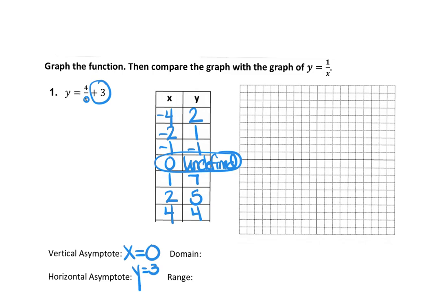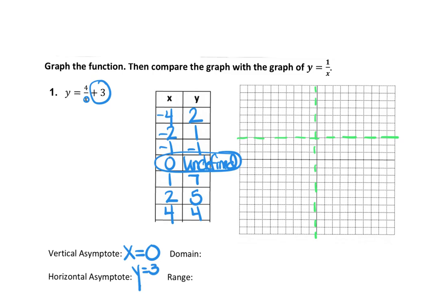What we're going to do today is put these dotted lines in indicating the asymptotes. So we've got this 0, which is going to be our vertical line. And then we've got that horizontal line that's going to be shifted up 3. So we'll come up here, and this is where our boundaries are going to be.